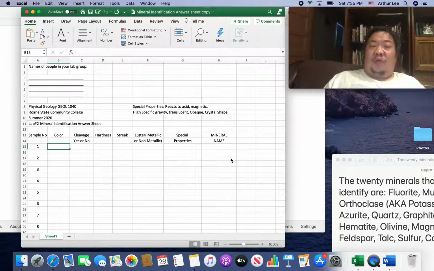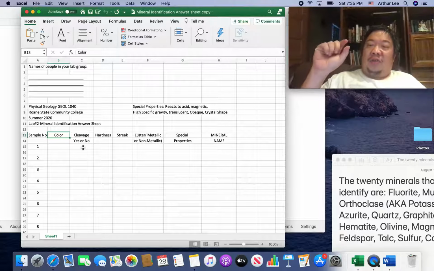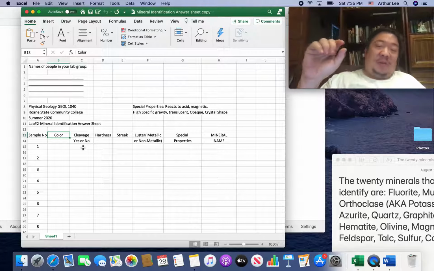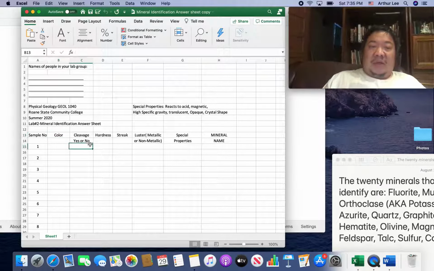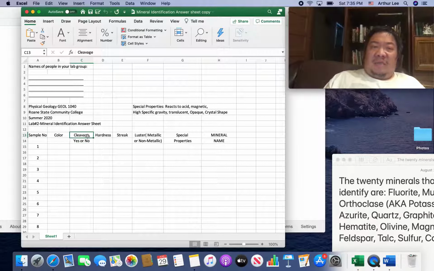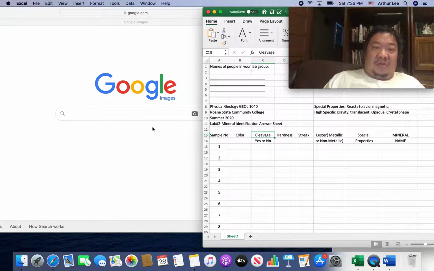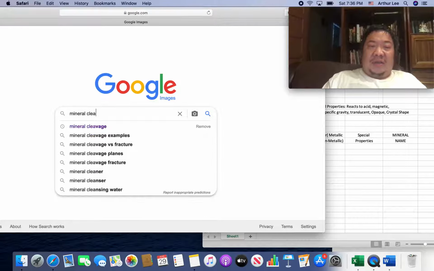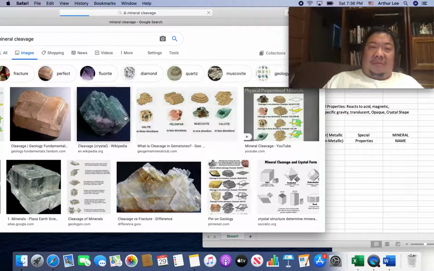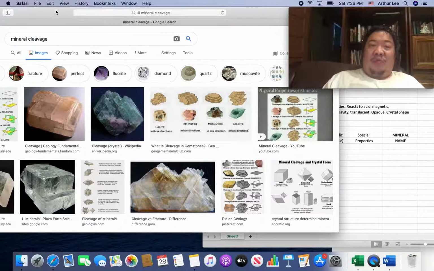For each mineral, in order to identify the mineral name, you need to know the color of the mineral. So if I show you a mineral, you could tell me, is it pink, is it green, is it black, what color is it? Second thing you want to know is the cleavage. What is mineral cleavage? Well, let's take a look. Mineral cleavage is the way the mineral breaks.